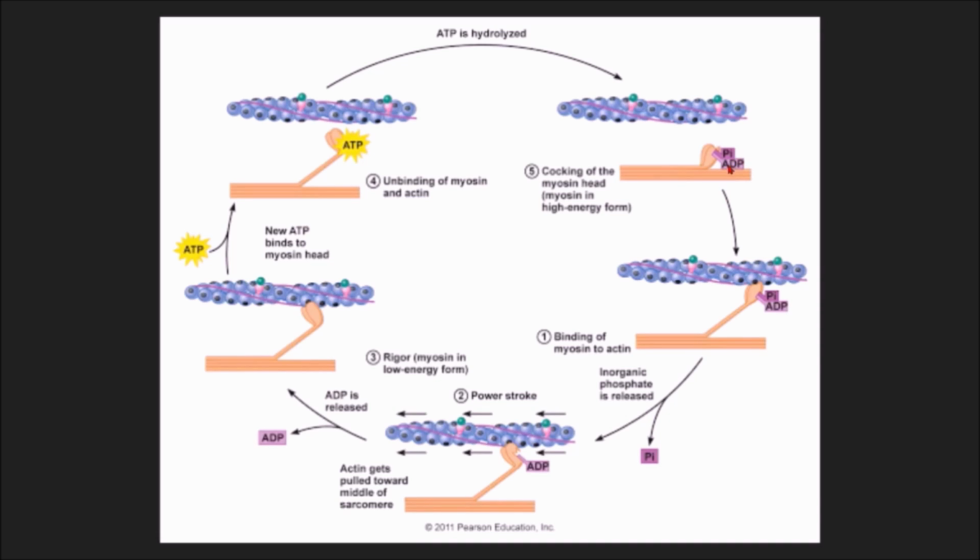Now, when the phosphate is cleaved, this allows for the creation of energy, and this energy is used to cock the myosin head back into position so that a new power stroke or muscle contraction can occur. So you can see from this process that the two rate-limiting molecules present are calcium and ATP.